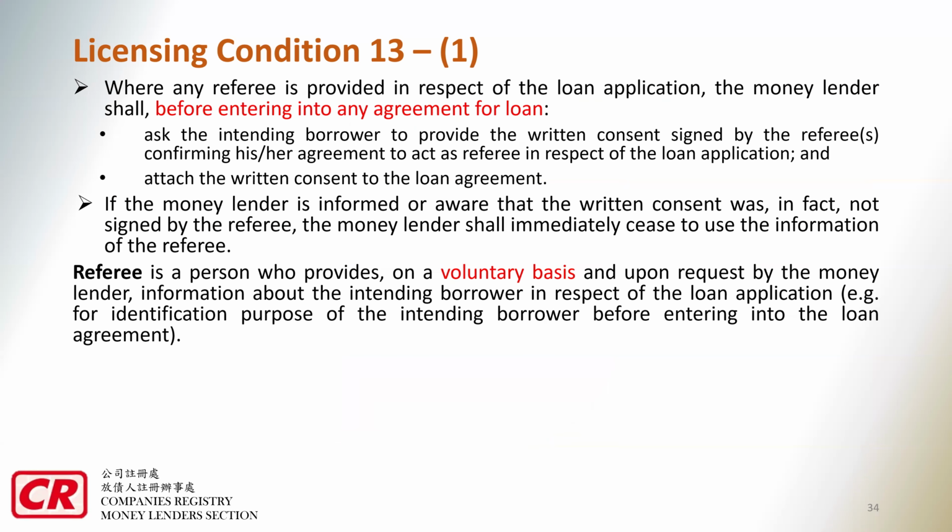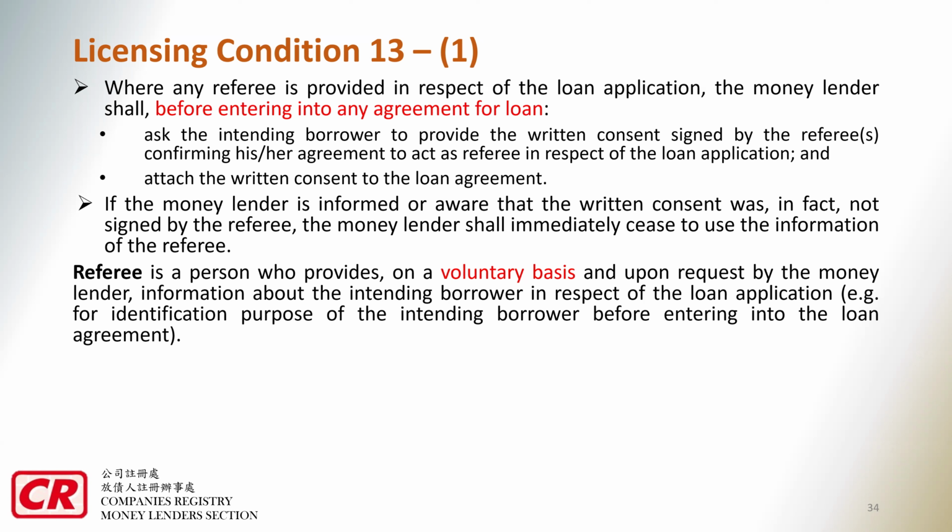And under licensing condition 13, where any referee is provided in respect of the loan application, the moneylender shall, before entering into any agreement for loan, ask the intending borrower to provide the written consent signed by the referee, confirming his agreement to act as referee in respect of the loan application, and the moneylender shall attach the written consent to the loan agreement. And if the moneylender is informed of or aware that the written consent was not signed by the referee, the moneylender shall immediately cease to use the information of the referee.